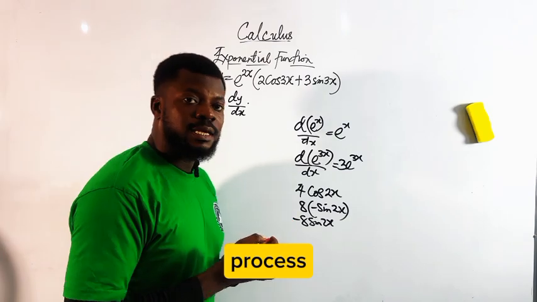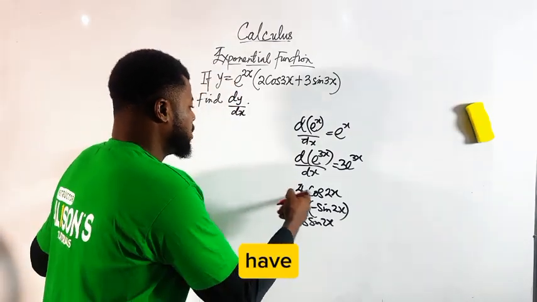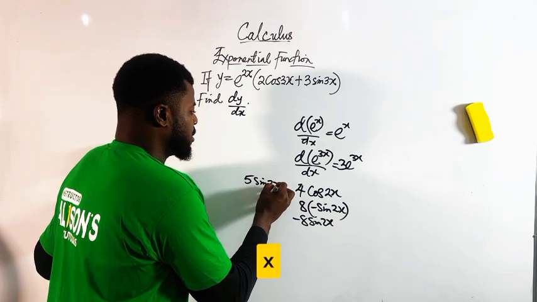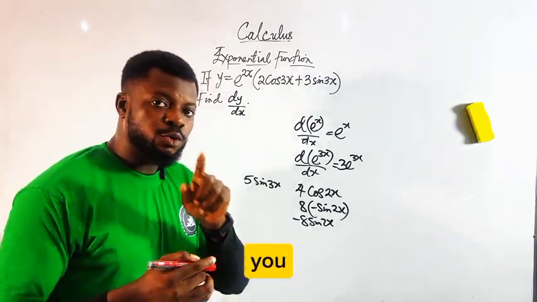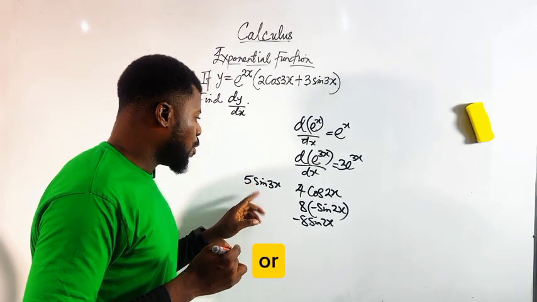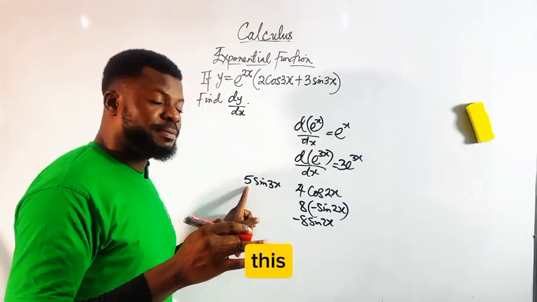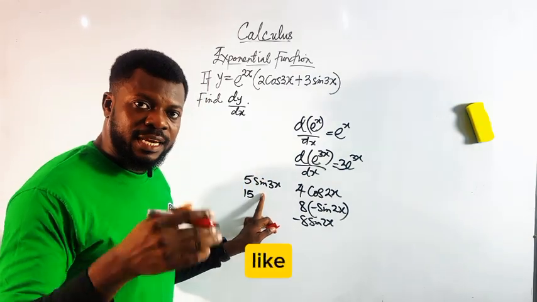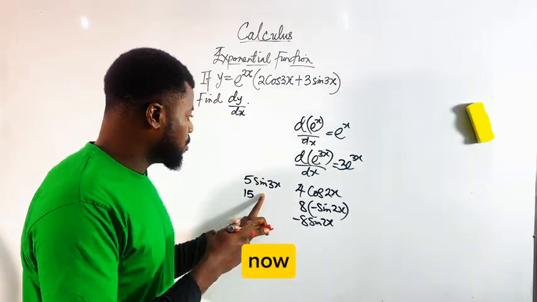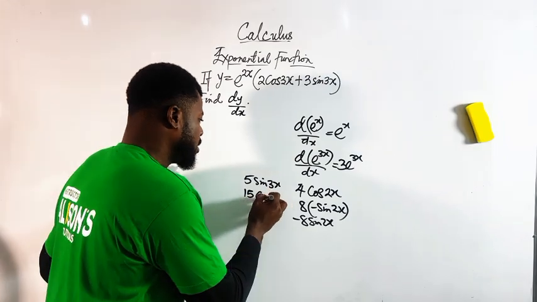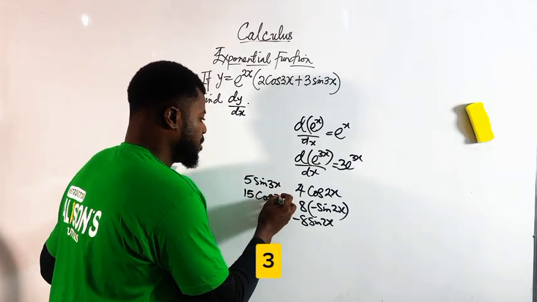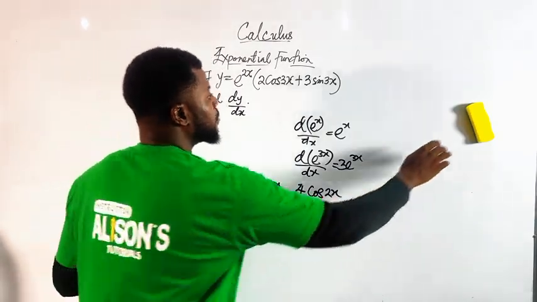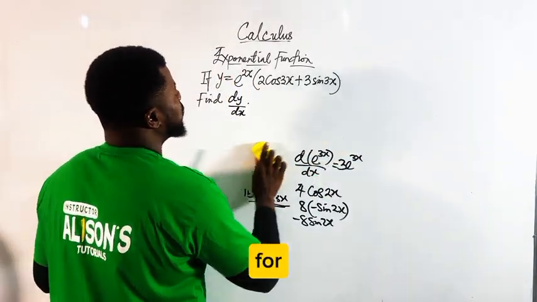This same process can be applied when you have, say, 5 sine 3x. First use this 3 to multiply by this 5. That gives you 15. Now, what is the derivative of sine? Like I said before, the derivative of sine is cosine. Then repeat this 3x. So that's how you can differentiate this. Pretty simple, right? Those are the things we're going to apply for this problem.